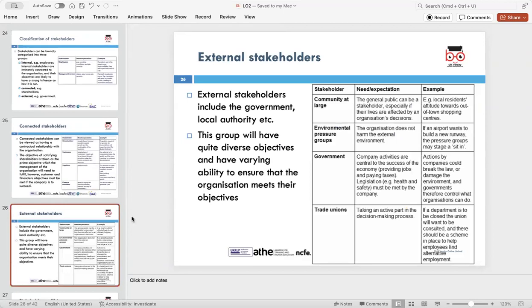External stakeholders. Examples of external stakeholders include the government, municipal authorities, and other such entities. The group in question will possess a wide range of aims, and their capacity to guarantee that the organization achieves those objectives will vary among them.